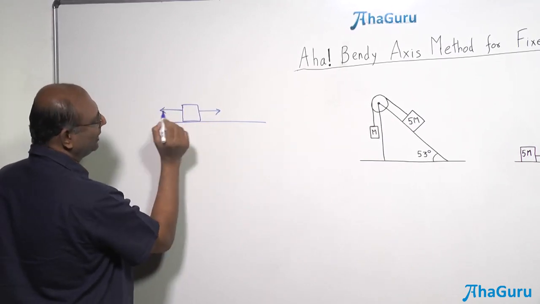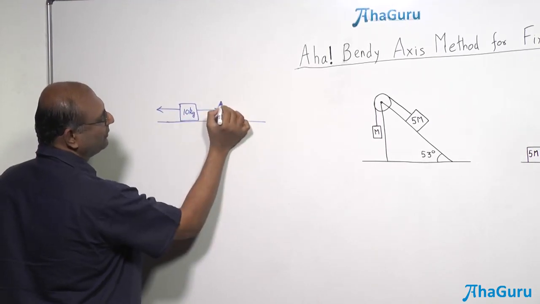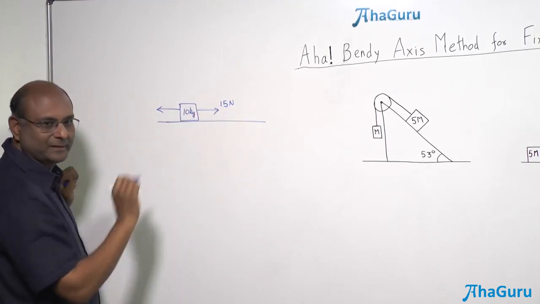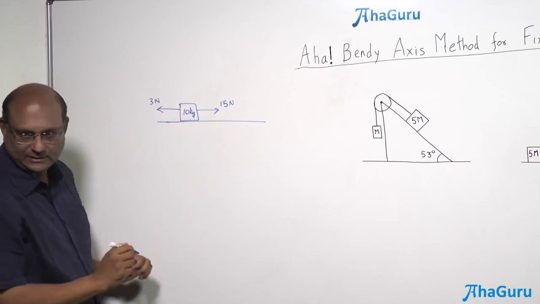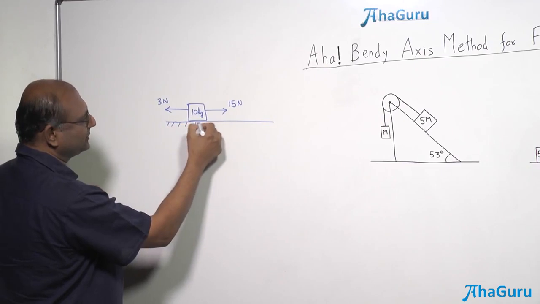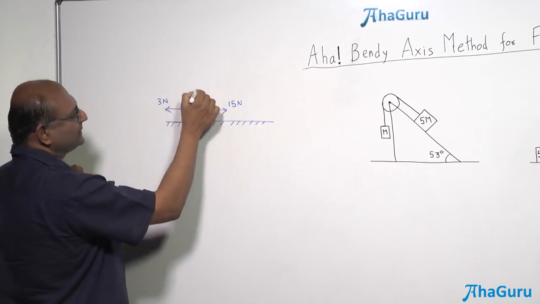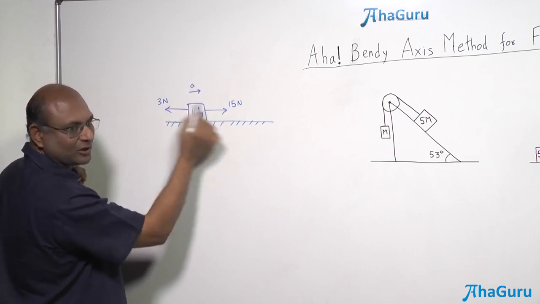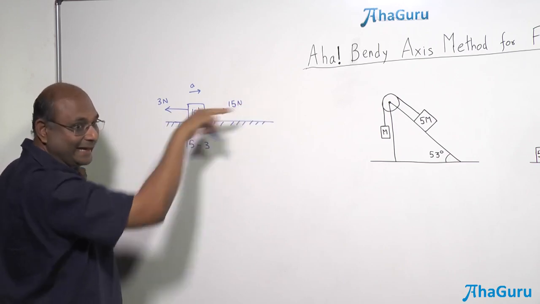Suppose I had a block, let us say it was a 10 kg block, and I had a force of 15 newtons pulling it from this direction, and let us say I had a force of 3 newtons pulling it from that direction. It's a frictionless surface. How will you solve this problem? It's a very straightforward one. What will you do for its acceleration? You will say the net force on this block is 15 minus 3 in that direction.